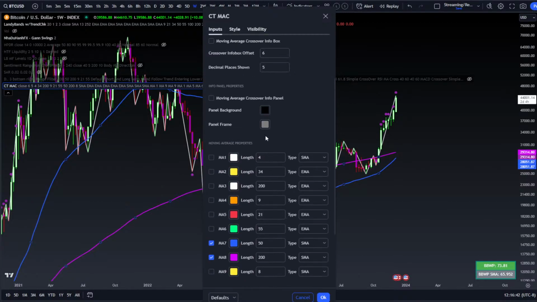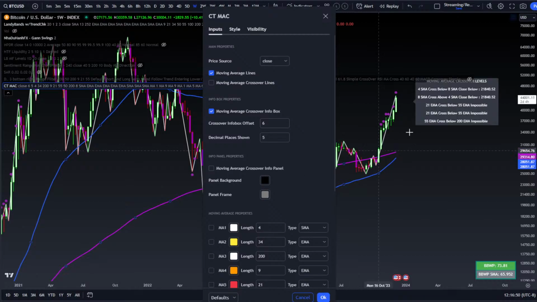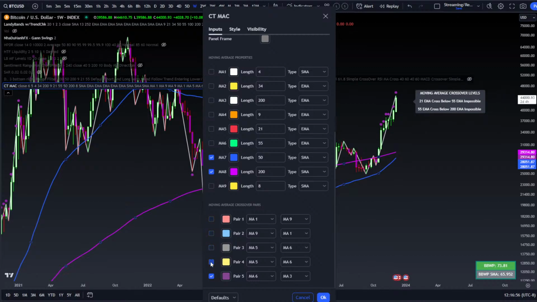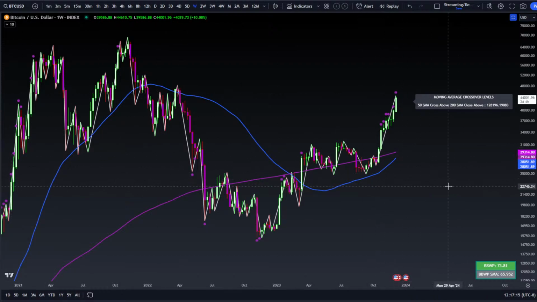We can come down here. There is an info box. You do need to turn it on these days. So moving average crossover info box, we can turn that on. And then we can pick which pairs we want to see the price level for that cross. In this case, I'm just going to do one pair. I'm going to do MA7 because that's the 50, and then MA8 because that's the 200. And it's going to project what price would need to close at this week in order to get a cross.